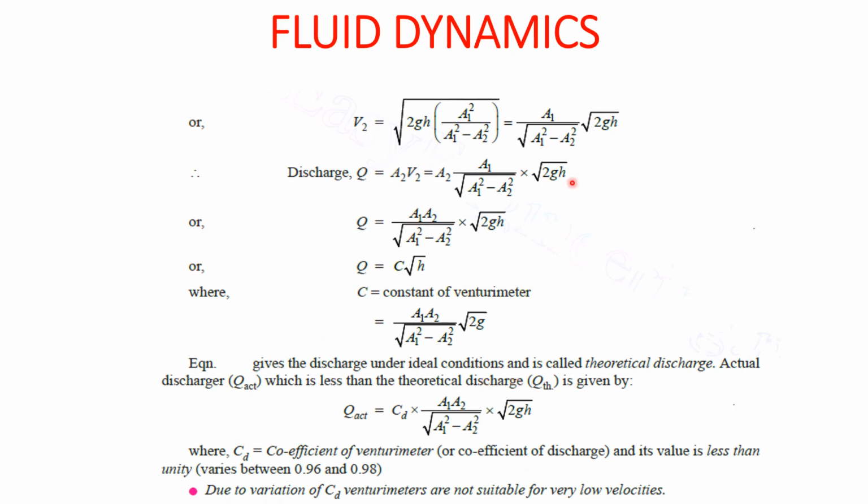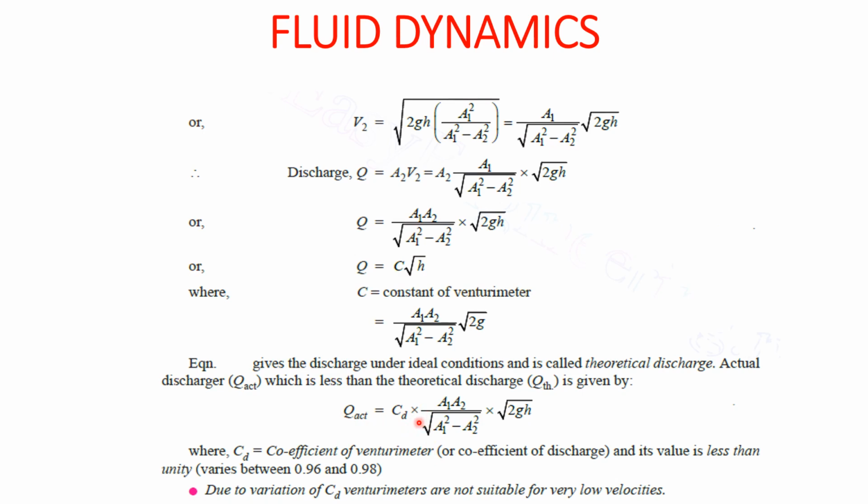So due to the variation of coefficient of discharge, venturimeters are not suitable for very low velocities. If the velocity of flow is lower, then mostly venturimeters are not preferred. Some other devices are preferred for measuring the discharge through this particular system.